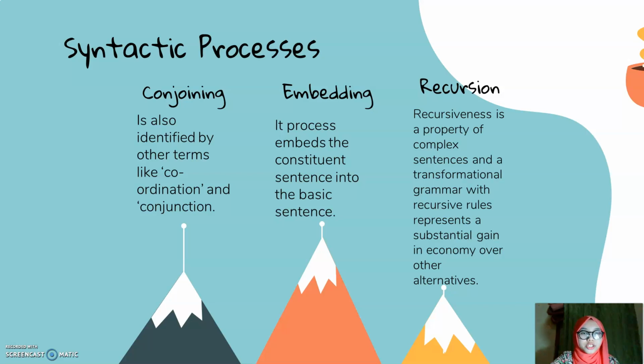Third, recursion. In this process, the same rules might be reapplied indefinitely many times within a single derivation. This enables us to add any constituent repeatedly. For example, the old man, the little poor old man, and so on. As Roger Fowler says, recursiveness is a property of complex sentences, and a transformational grammar with recursive rules represents a substantial gain in economy over other alternatives.